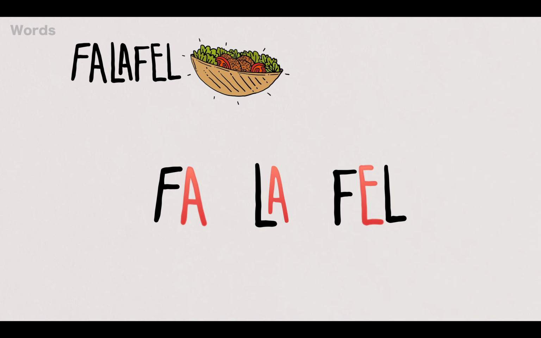Now we're going to see which one is open and which one is closed. Fa is an open syllable because I can continue forever. Nothing stops the vowel, right? Faaa, I can continue forever. And la is exactly the same, laaa. But my last syllable is stopped by the consonant, fel. I cannot continue forever, even if I want to. Closed syllable. Now we're going to see the exact same concept in Hebrew.